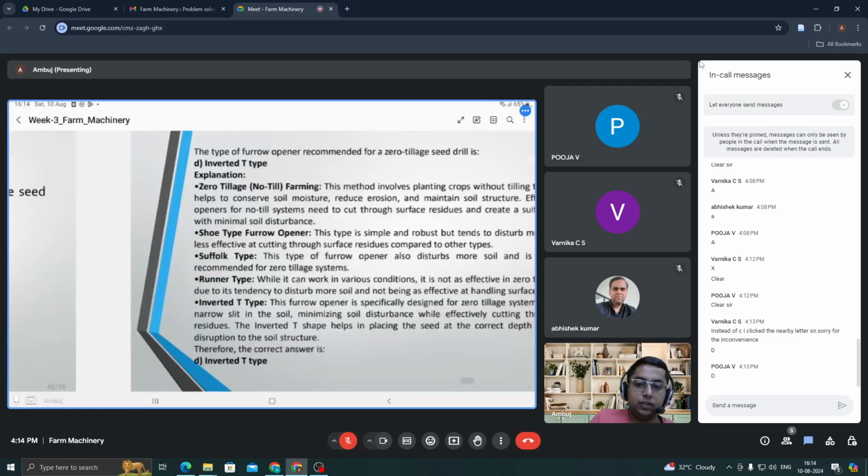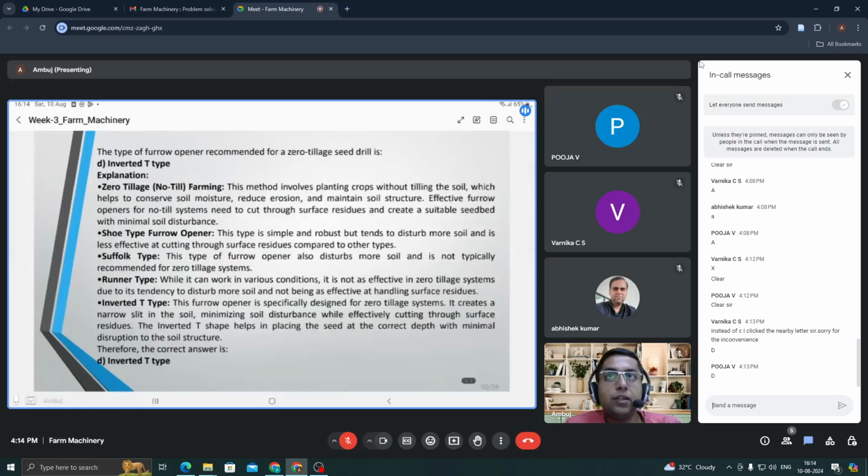In case of zero tilled farming, this method involves planting crops without tilling the soil, which helps to conserve soil moisture, reduce erosion, and maintain the soil structure. Effective furrow openers for no-till systems need to cut through surface residues and create a suitable seed bed with minimum soil disturbance. The already present crop stubble gets inverted and is converted to manure. For this purpose minimum disturbance is required, and the correct option would be inverted T type.